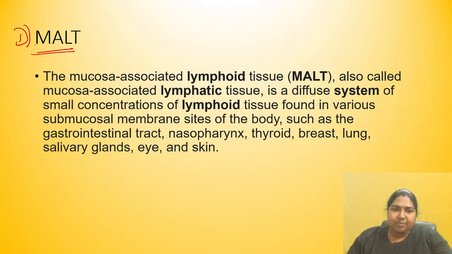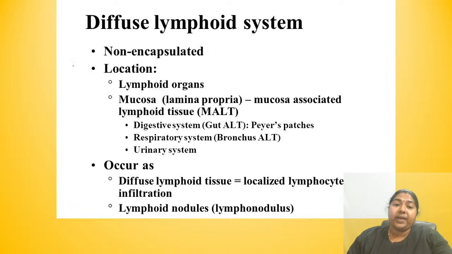MALT is nothing but the mucosa associated lymphoid tissue. So what is this MALT? It is the mucosa associated lymphoid tissues. So what do they do? They will make a small diffusion, but they are the non-encapsulated ones. They are called diffuse.